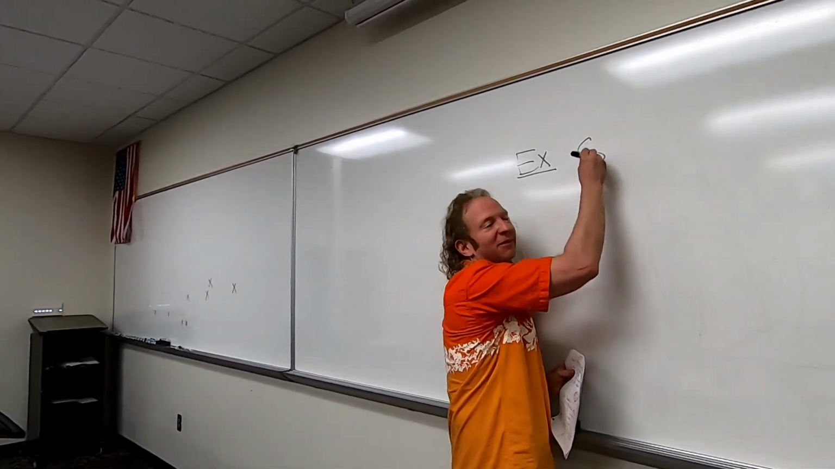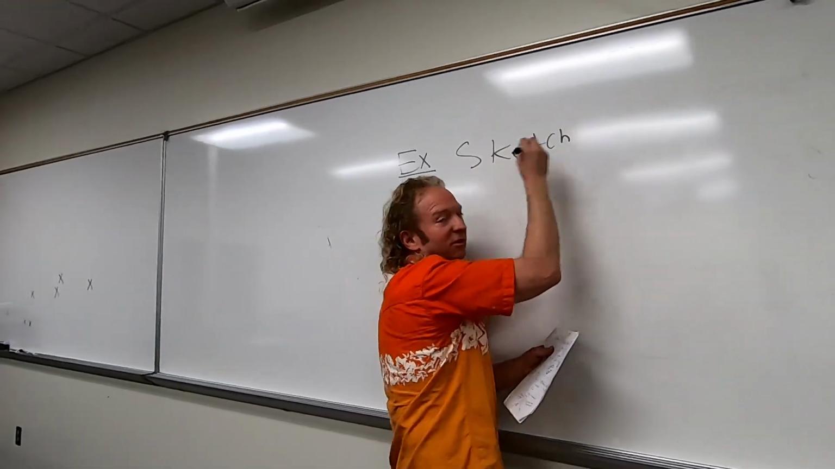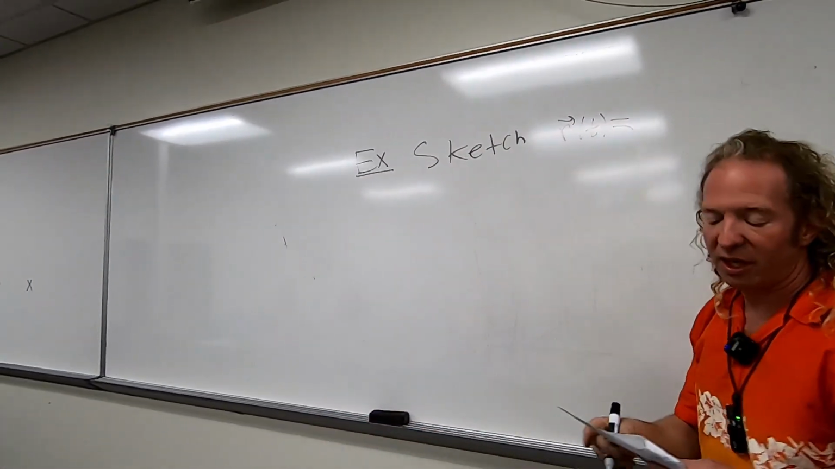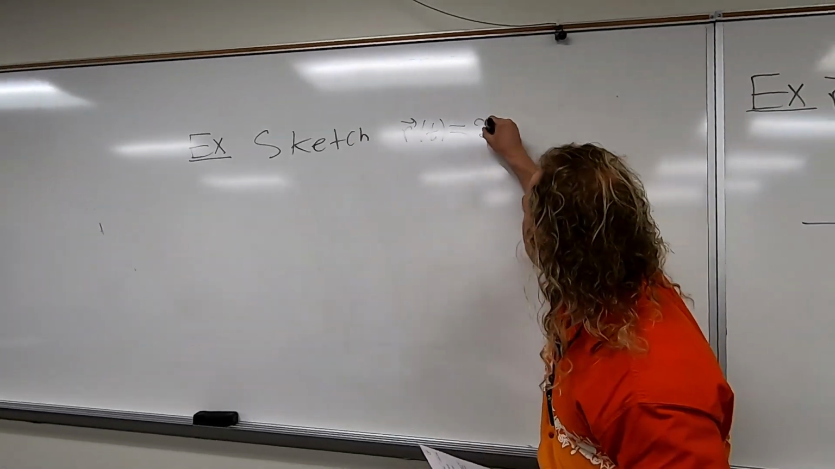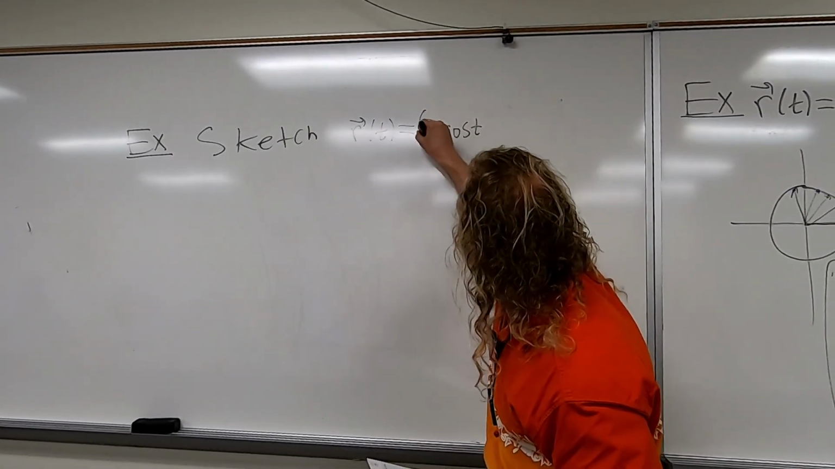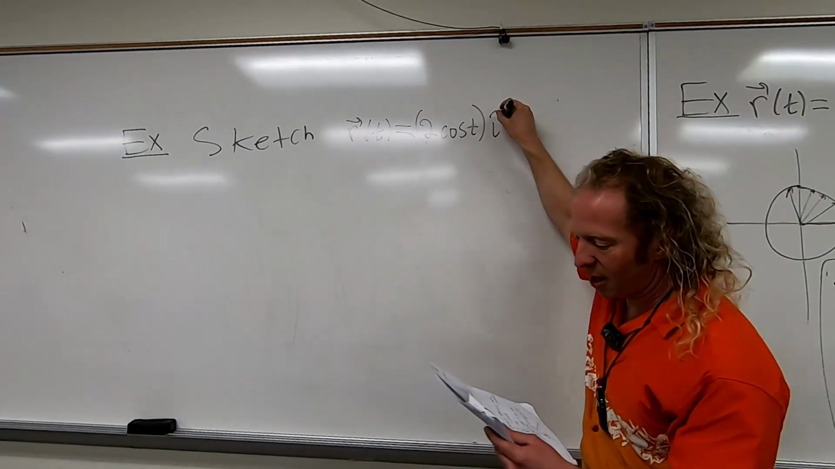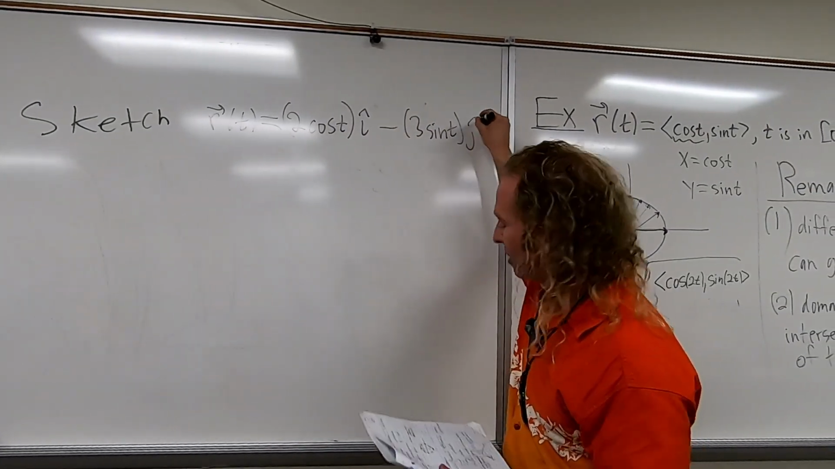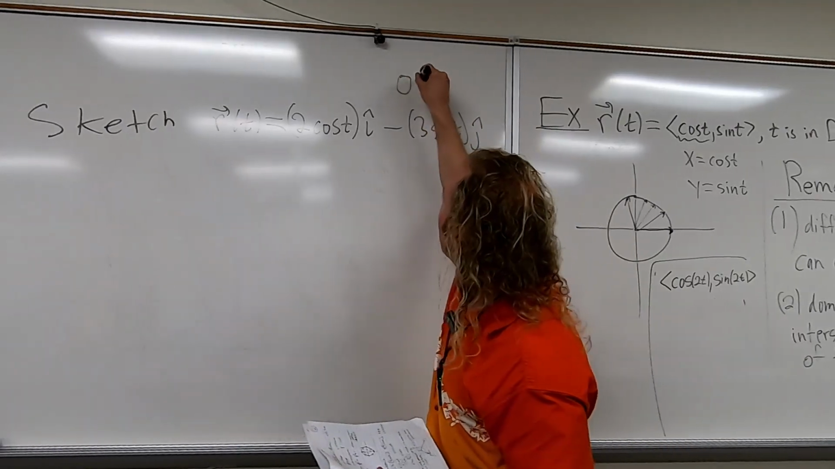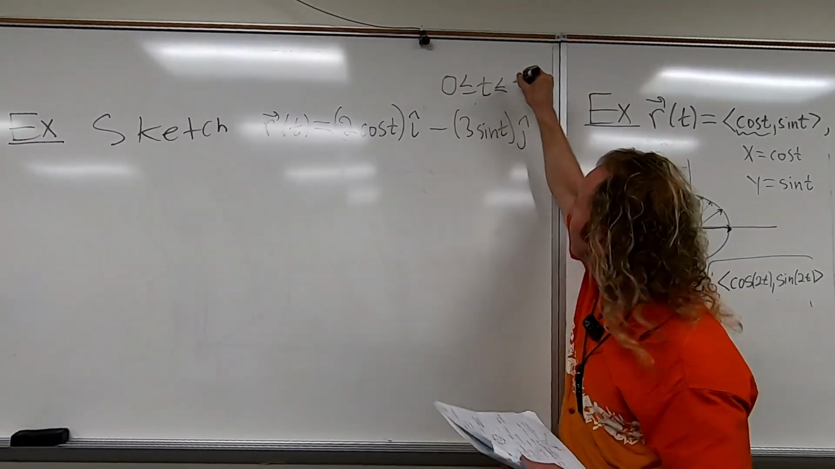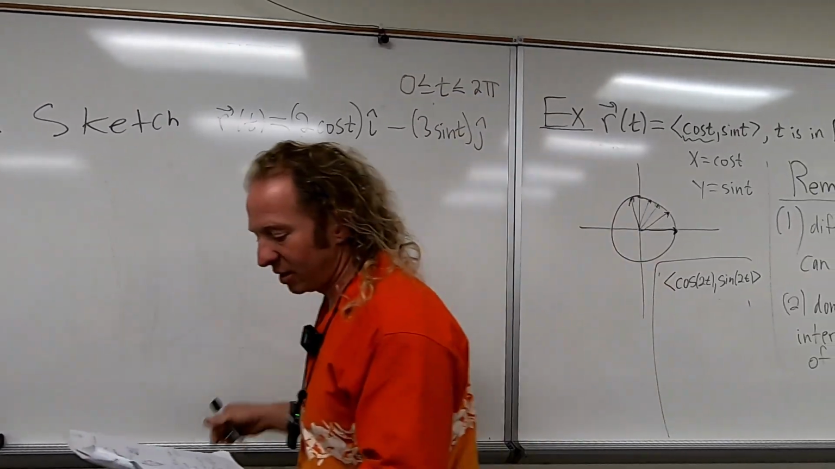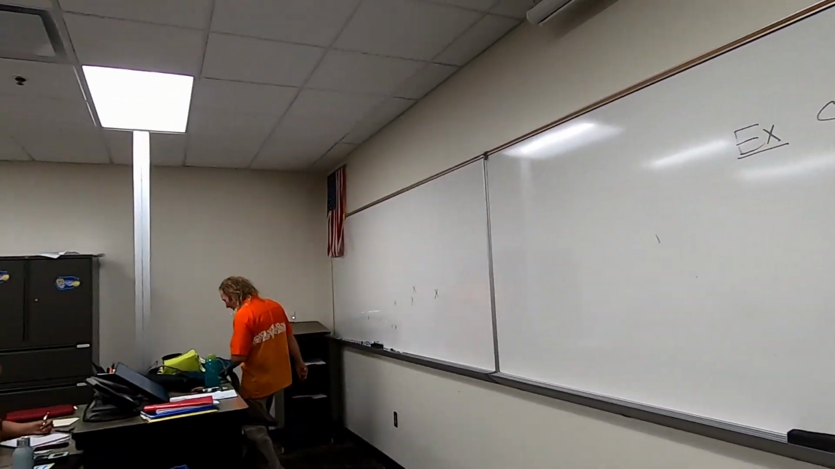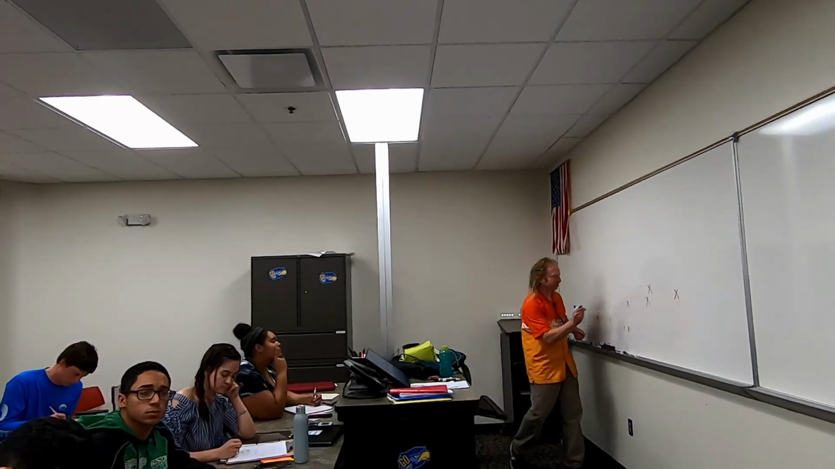So sketch. We have r of t, and it's 2 cosine t, in parentheses, i hat minus 3 sine t j hat. And then here t is going to be between 0 and 2 pi. And we're going to sketch this, and we'll just look at it. We'll also talk about the orientation as well in this example.